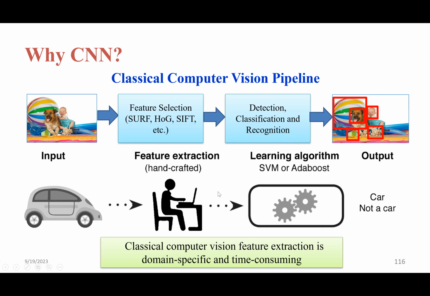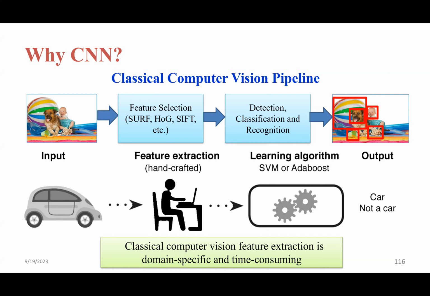However, the key disadvantages of this classical computer vision pipeline to detect and classify objects are these: feature extraction is domain specific, and we spend a good amount of time in manual feature selection and engineering. This is the biggest disadvantage of this machine learning based computer vision pipeline. So this disadvantage can be overcome using a deep learning based computer vision pipeline.